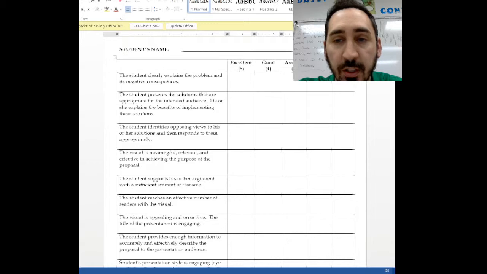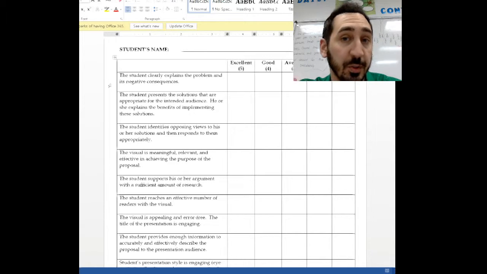Now, of course, the typical rubric: 0, if you don't do it, you've done poorly in that item, it gives you 0 points. If you're struggling in that area or you're lacking, you get 2 points. The average is 3, good is 4, and the next one is 5. Big thing, I'll just kind of go down the list. Student clearly explains the problems and its negative consequences.